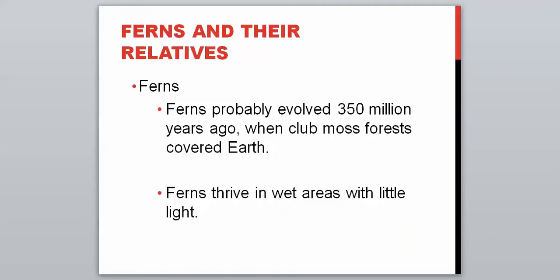And our next one are the ferns. Ferns probably evolved 350 million years ago when club moss forests covered the earth, and these ferns thrive in wet areas with little light. I went to Costa Rica, and growing in the understory of a lot of the forest, there's a lot of big ferns, a lot of big fern trees, and they thrive there because it rains all the time and it's wet, and the bigger trees block out a lot of the sunlight, so they're able to grow and be successful. So I saw that firsthand, how ferns can thrive in wet areas with little light.